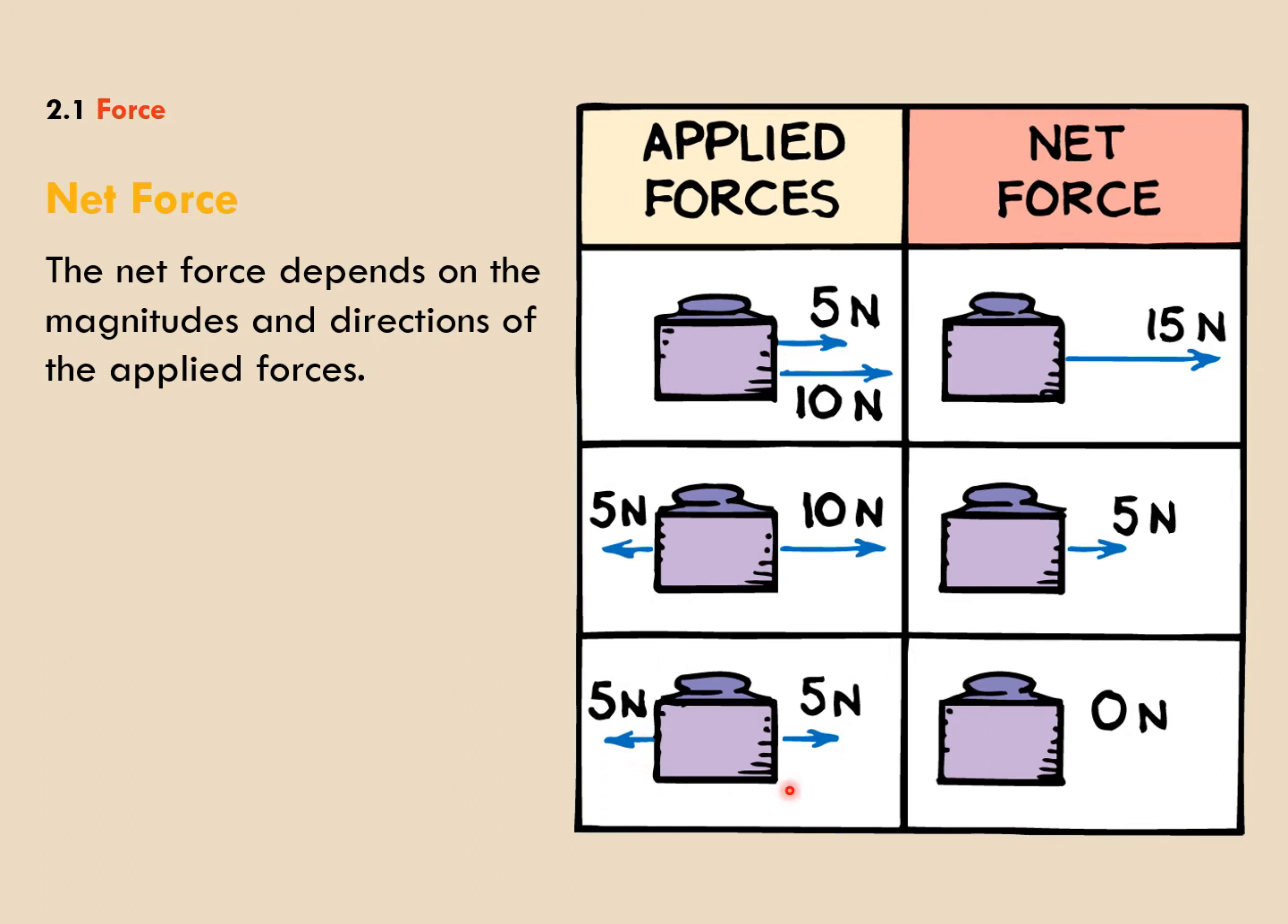And if you have two forces acting on an object in opposite directions and with the same magnitude, like 5 Newton and 5 Newton, so the net force or the resultant force will be equal to 0 and the body will be at rest.